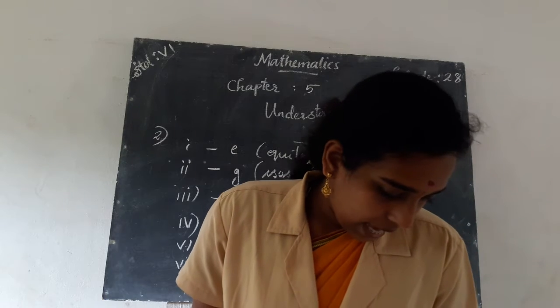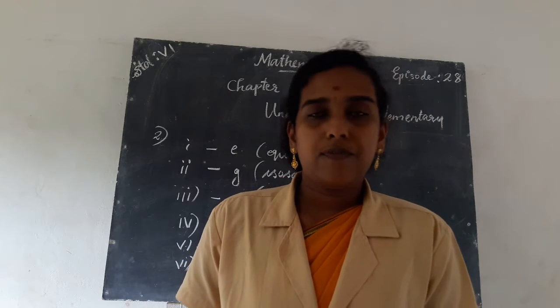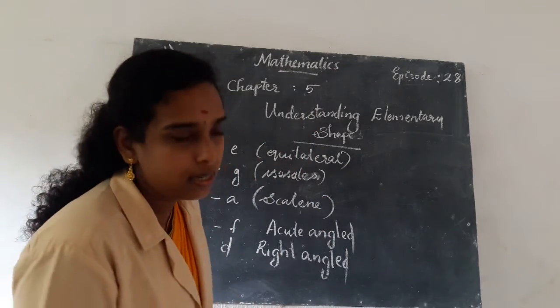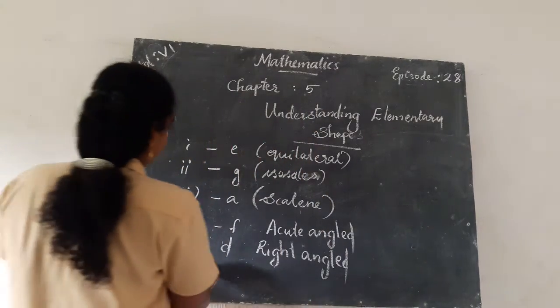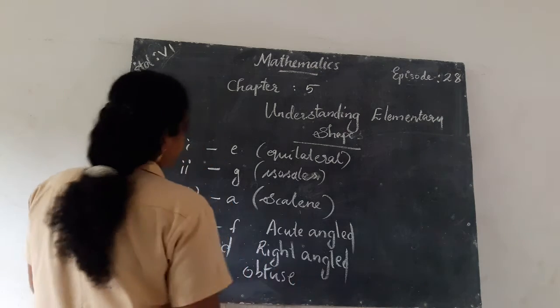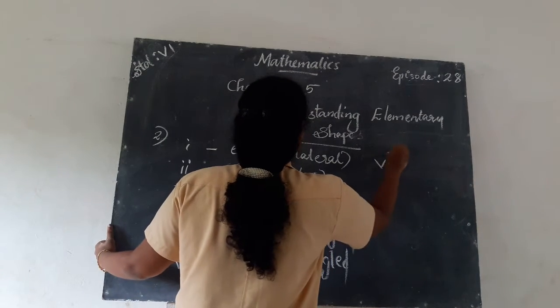Next one, the sixth one, one obtuse angle. If one of the angles is obtuse, then it is said to be an obtuse angled triangle. Then it is matched with option C, that is obtuse angled triangle.